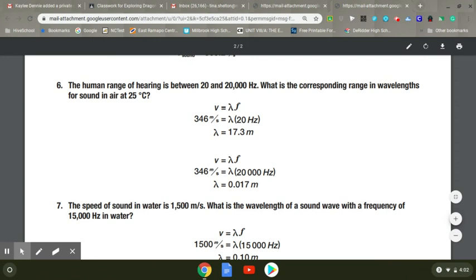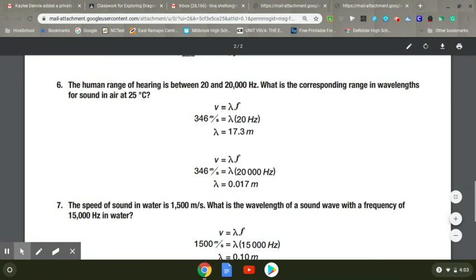And we're going to use that to do some calculations at the bottom. So again, we put in our number values. We had 20 was our smallest hertz. Now we're doing 20,000. So we're doing that calculation and we get 0.017 meters. So the range would be from 0.017 meters to 17.3 meters, depending upon the amount of hertz that we had.